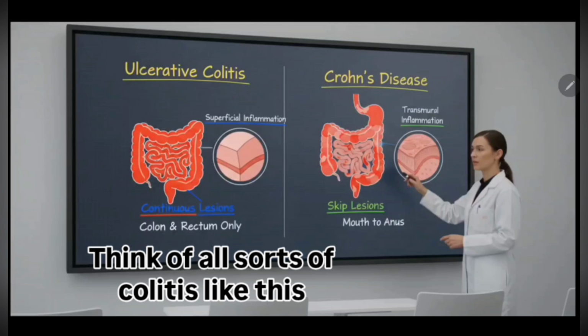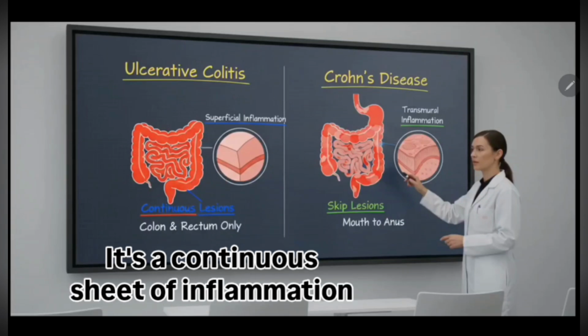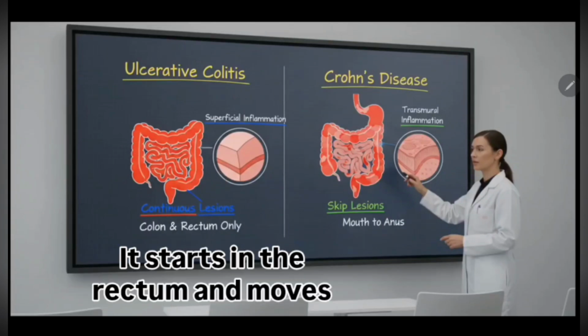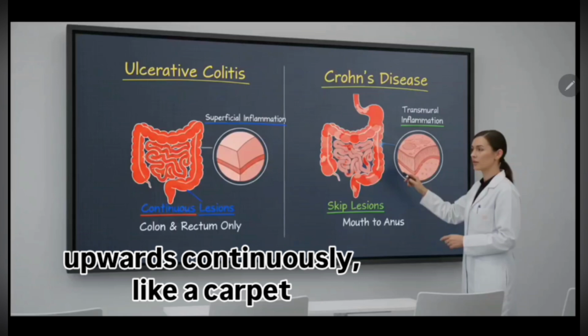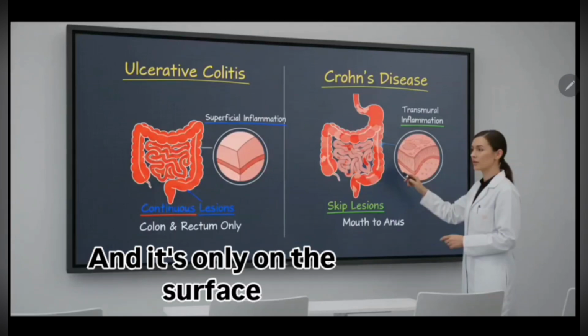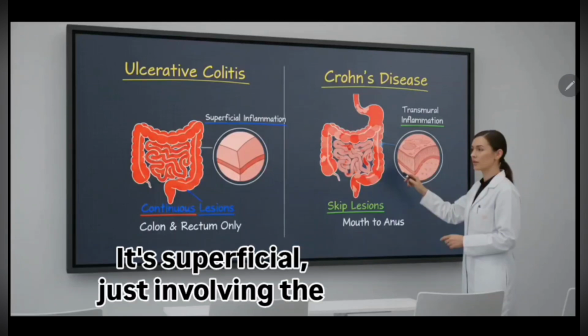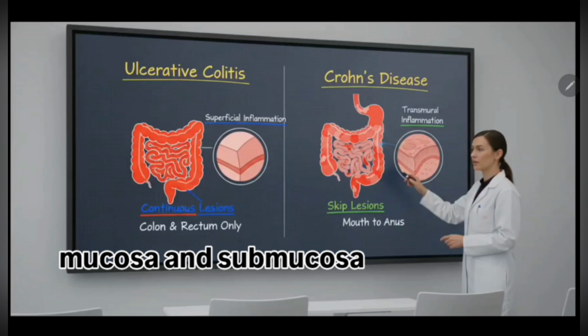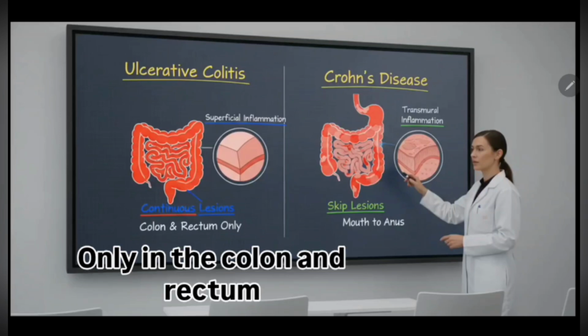Think of ulcerative colitis like this. It's a continuous sheet of inflammation. It starts in the rectum and moves upwards continuously, like a carpet. And it's only on the surface. It's superficial, just involving the mucosa and submucosa. And where is it? Only in the colon and rectum.